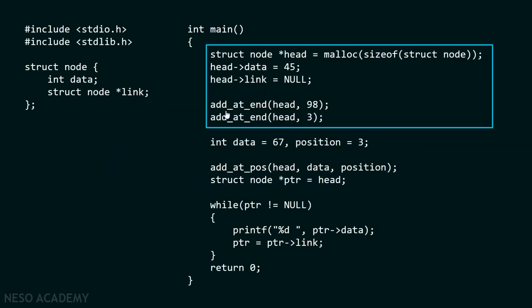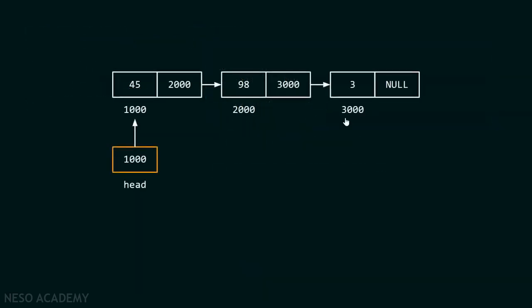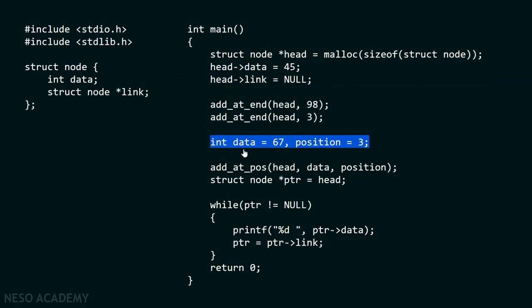For this purpose, I have used these add_at_end functions. I'm assuming here that we already have these functions, and we know what these functions will do. These functions will add the node at the end of the list. If you have no idea about how to add a node at the end of the linked list, then please see my previous lectures on adding data at the end of the list. So after the creation of this list, we will create 2 variables, data and position. This data variable represents the data of the new node we want to insert, and position represents the position where we want to insert our new node.